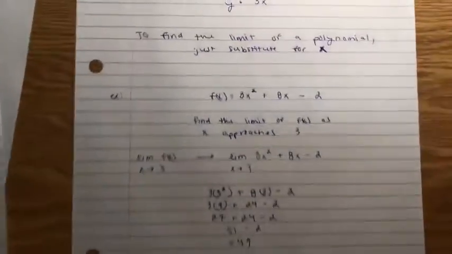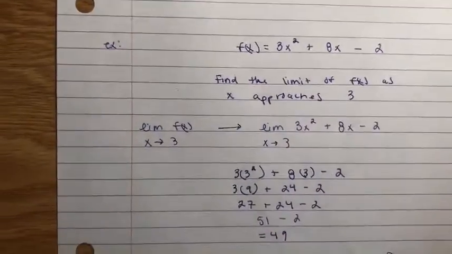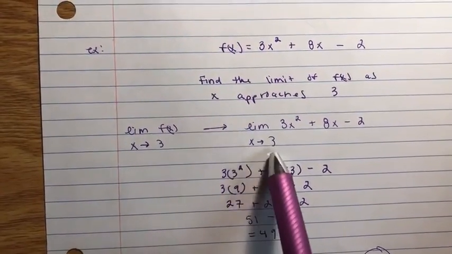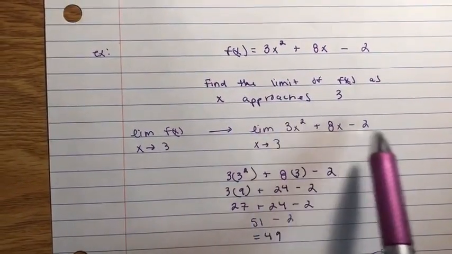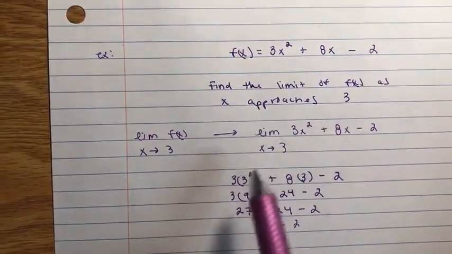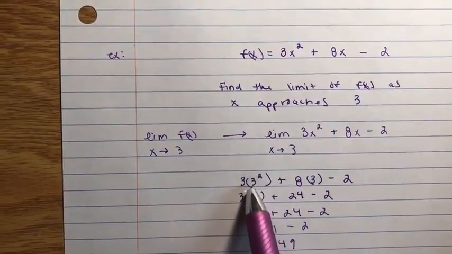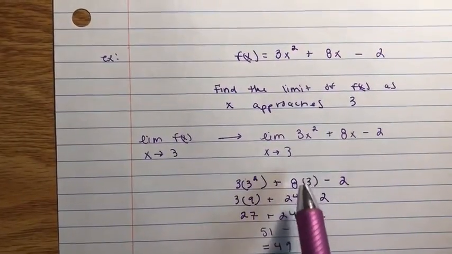So like I said, it's very, very simple. All you would have to do is substitute the number that you're approaching for your x's in the polynomial, since this is a polynomial. So as you can see, our x here is substituted with 3, and our x here is substituted with 3 here.